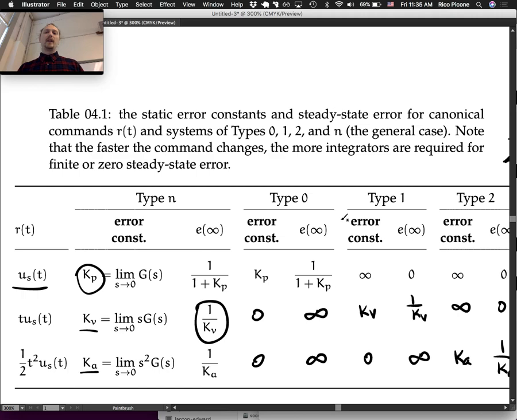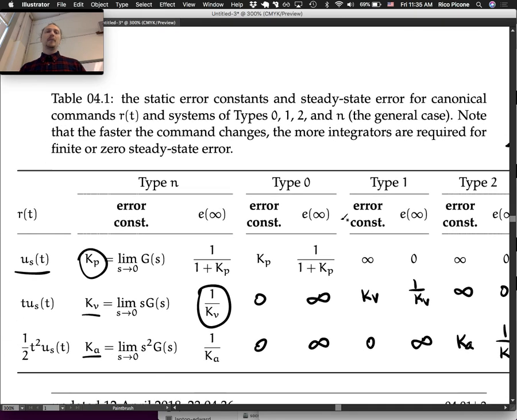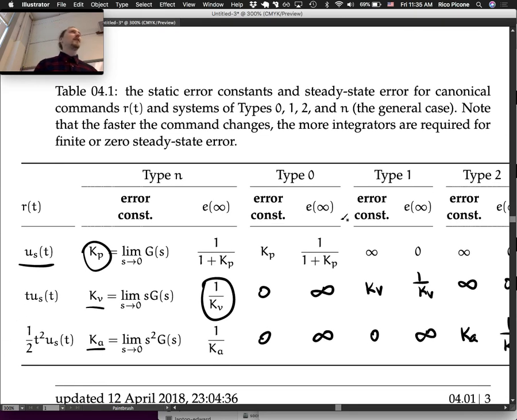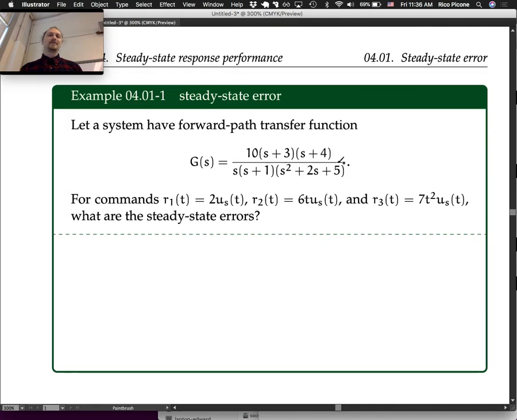Now, if we are feeling pretty confident, we can just go ahead and hit up an example. Are you guys feeling good about it? We have 15 minutes. Just slowly work our way through this example. Let's do this. So we have a system with a forward path transfer function given by G. So first of all, what type is G?